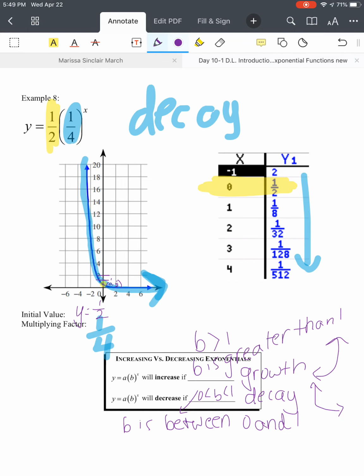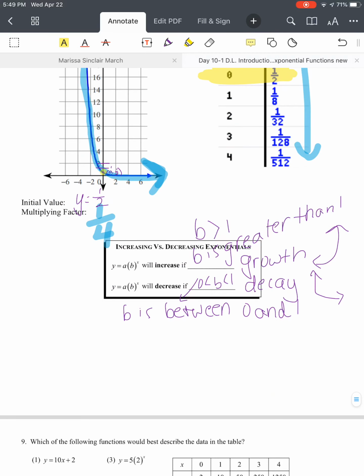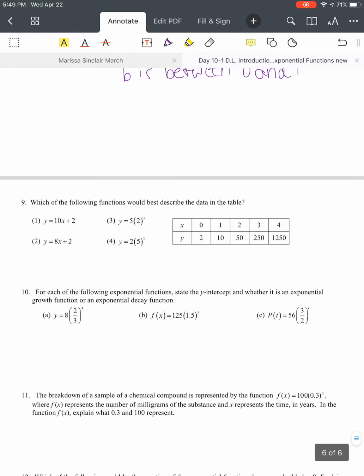Okay, I have a few more problems to do with you. So number 9 says, which of the following functions would best describe the data in the table? So we can do this the non-calculator way or the calculator way. I actually like the calculator way, but let's talk about how to do it non-calculator. Let's look at the table. If I look at 0, 2, that means that my y-intercept is 2. Choice 1 and 2 are lines. Choice 3 and 4 are exponentials.